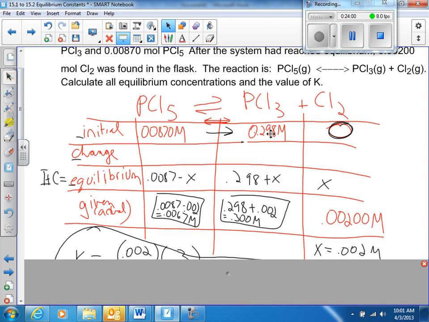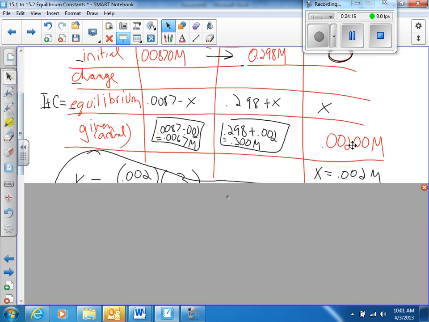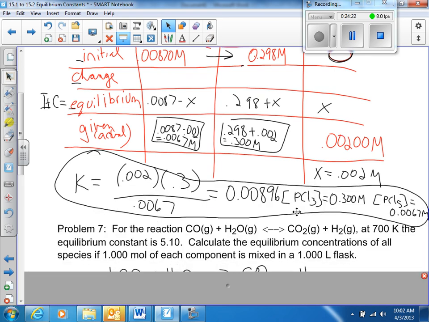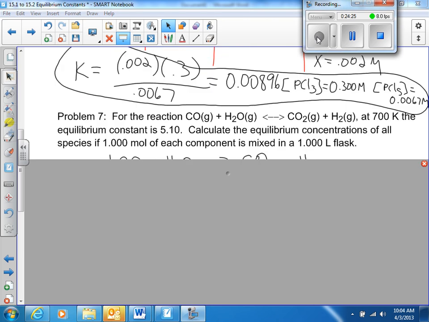So initial conditions right here, equilibrium, you put in all the givens. We have minus x plus x, because it's 1, 1, 1, and the reaction has to go to the right because there's no Cl2 there, so we can't go left. Reaction has to go right. We know x is 0.002. We plug that in, solve for K, and we have our final concentrations as well as K.